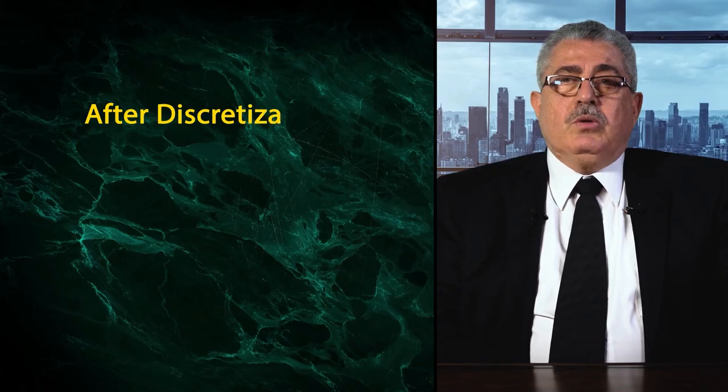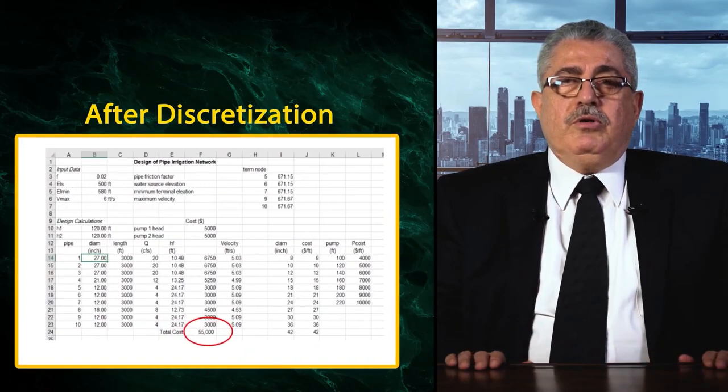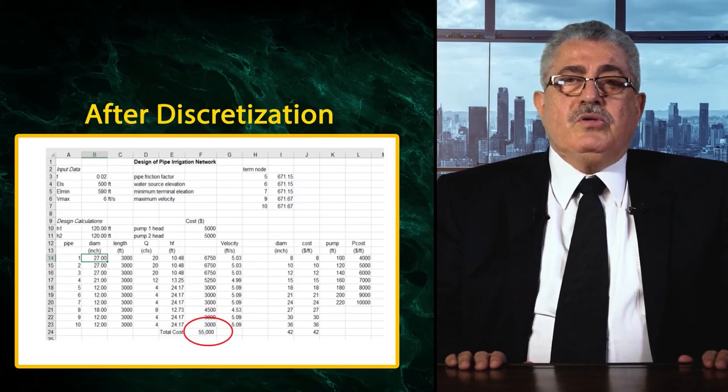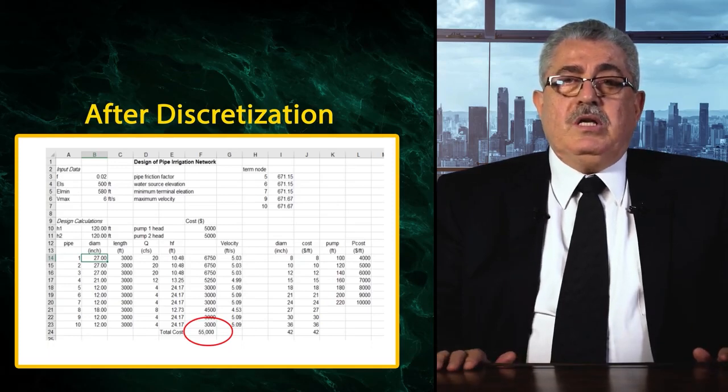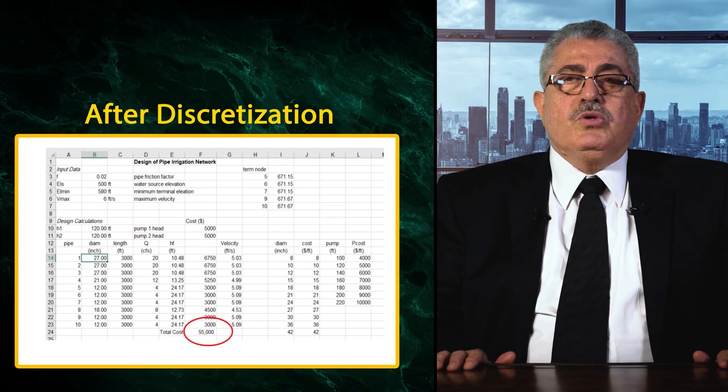The discretization problem. This slide rounds obtained continuous diameters into available discrete values from the table to satisfy the constraints. The obtained discrete solution has a total cost of 55,000. It can be seen that total cost value is larger than that of the continuous solution obtained in the previous slide.